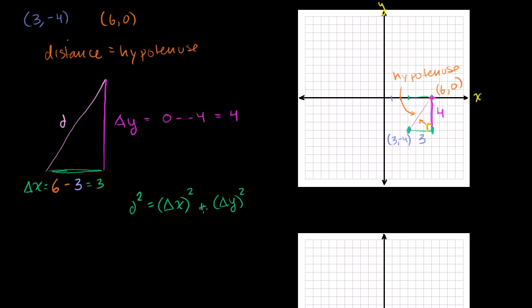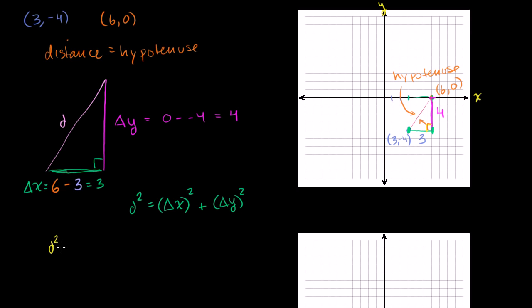This is nothing fancy. Sometimes people will call this the distance formula. It's just the Pythagorean theorem. This side squared plus that side squared is equal to hypotenuse squared, because this is a right triangle. So let's apply it with the numbers that we have at hand.